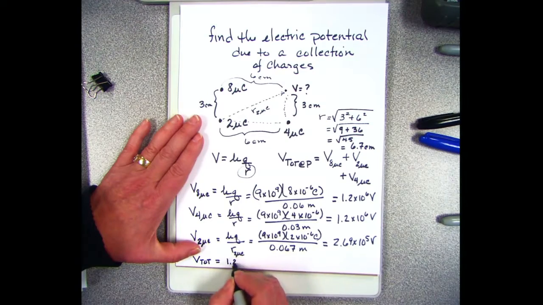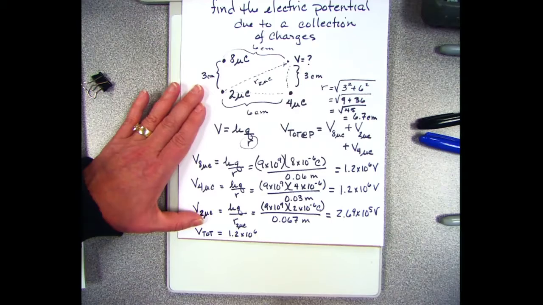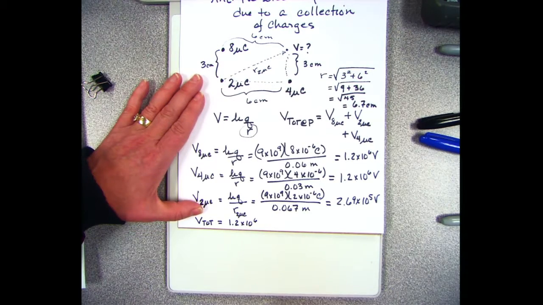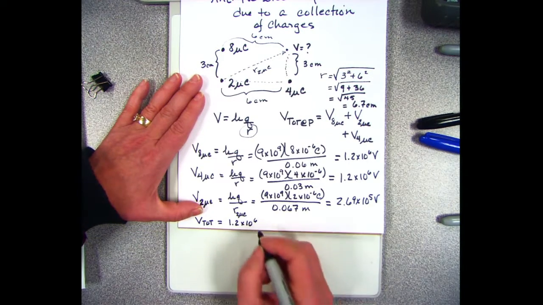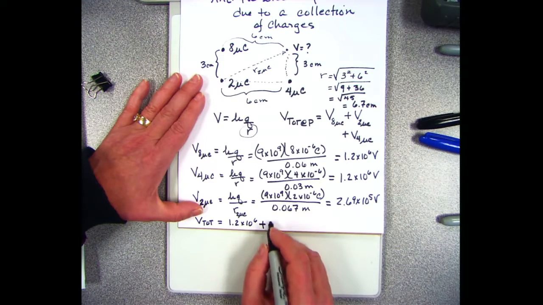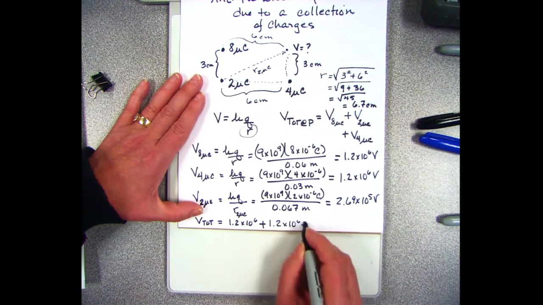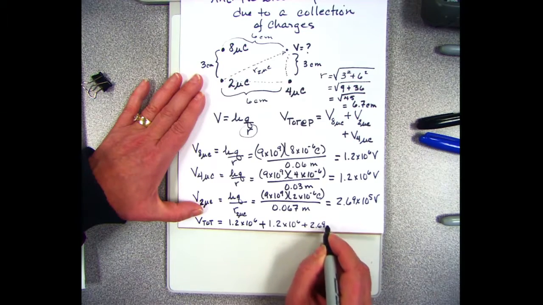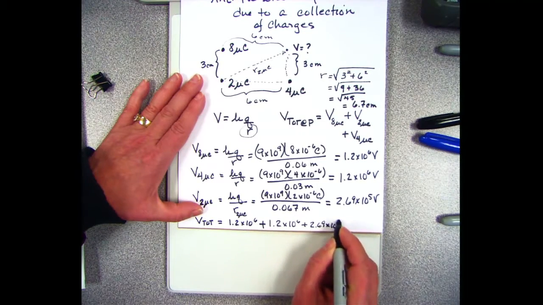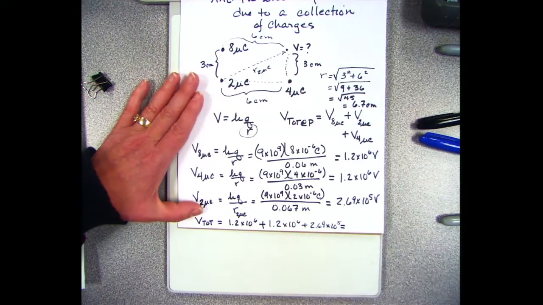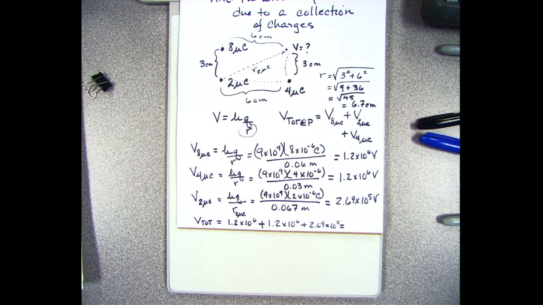1.2 times 10 to the 6th plus 1.2 times 10 to the 6th plus 2.69 times 10 to the 5th. And when I add those together, I end up with 2.67 times 10 to the 6th volts.